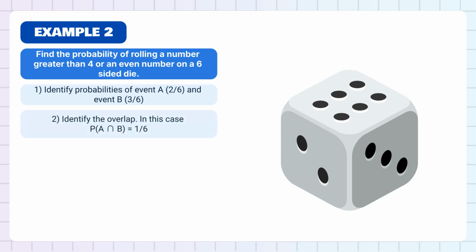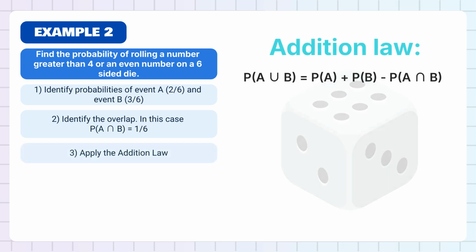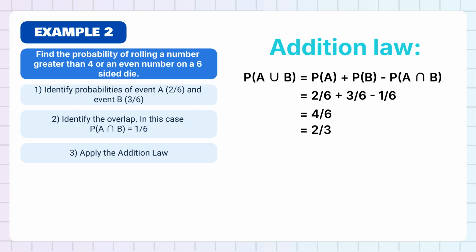Step 2. Determine the overlap. The intersection of numbers both greater than 4 and even is just the number 6, so the probability of A and B is 1 out of 6. Finally, apply the addition law. The probability of event A or B is equal to 2 over 6 plus 3 over 6, minus our overlap of 1 over 6, which equals 4 over 6, which can be simplified to 2/3. So the probability of rolling a number greater than 4, or an even number, is 2/3.